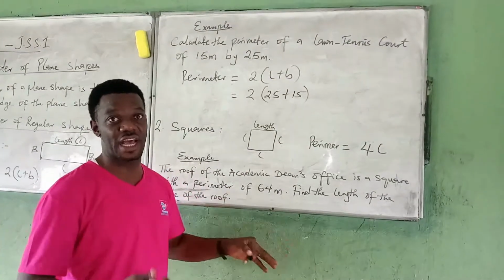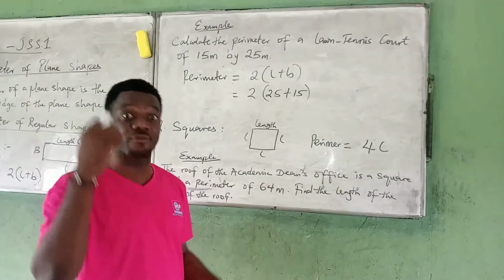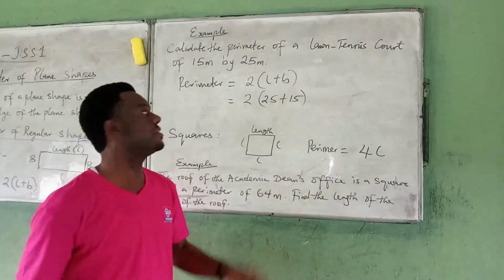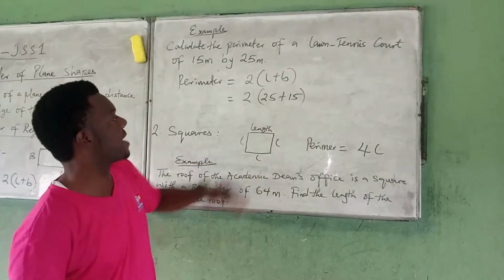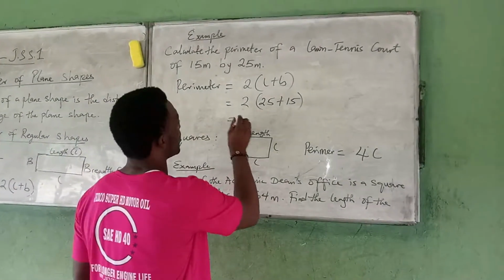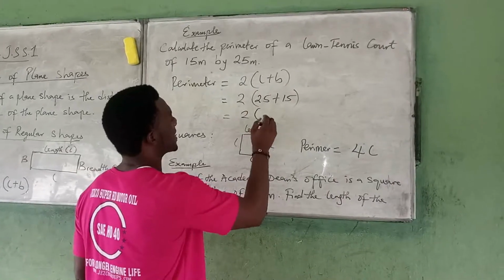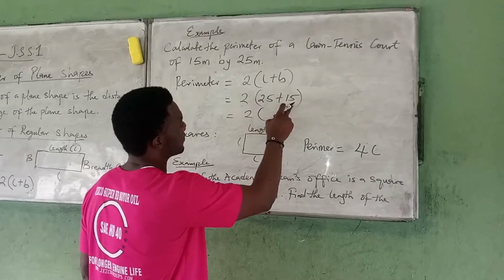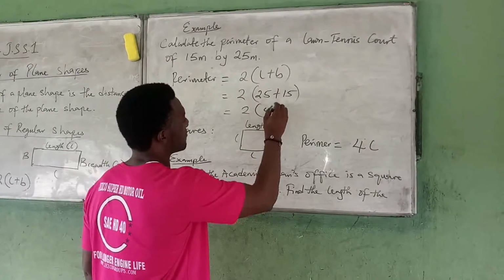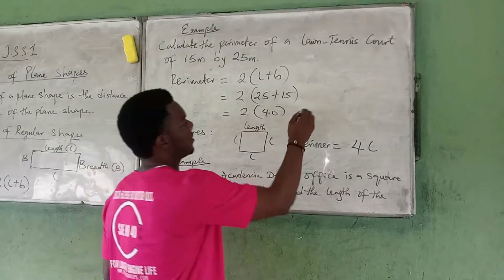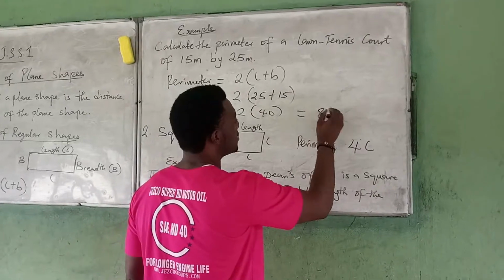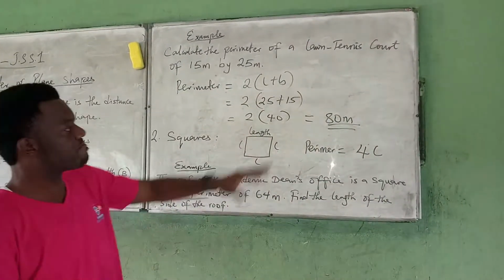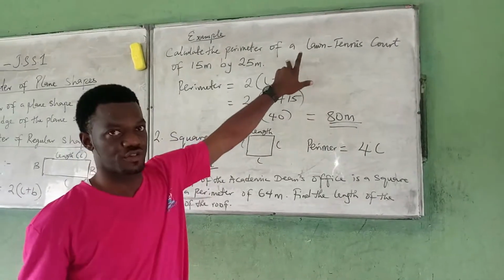You must ensure that they are the same, so that the perimeter will have one unit, either centimeter or meter, but this one will have just meter. So once you fix the numbers, then this is equal to 2 brackets. This bracket means times. 15 plus 25 will give us 40. So 2 times 40 will give you 80 meters. So these 80 meters, that is the perimeter of this lawn tennis court.